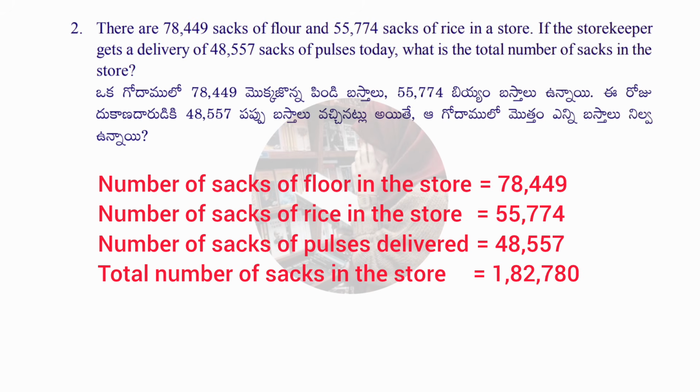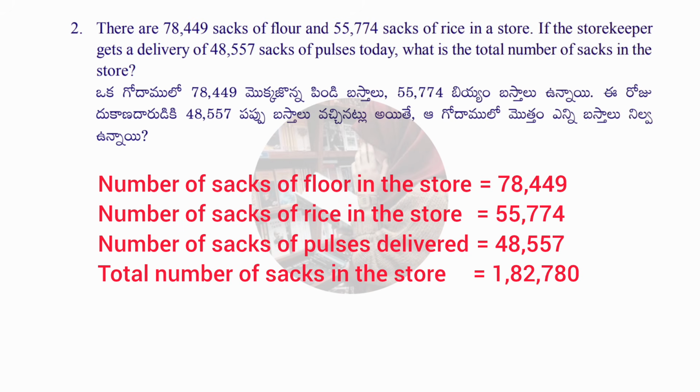Number of sacks of flour in the store is 78,449. Next, number of sacks of rice in the store, which is 55,774. Next one, number of sacks of pulses delivered, 48,557. Now we have to add all these three items. Means total number of sacks in the store is 1,82,780. Understood, guys? This is the answer.